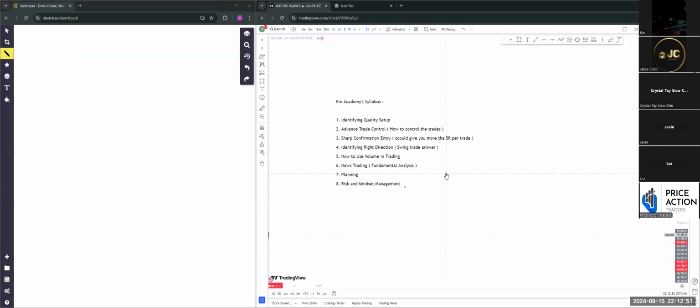The first topic is identifying the quality setup, advanced state control, and sharp confirmation entry that could give you more than 5R. Then identifying the right direction, how to use volume in trading, news trading, which we call fundamental analysis, and planning. The last topic is risk management. This is our main topic in the Kin Academy.